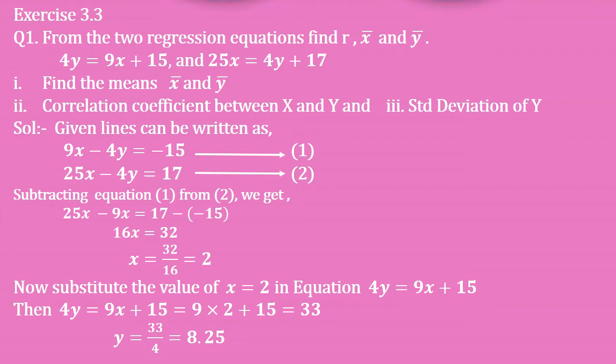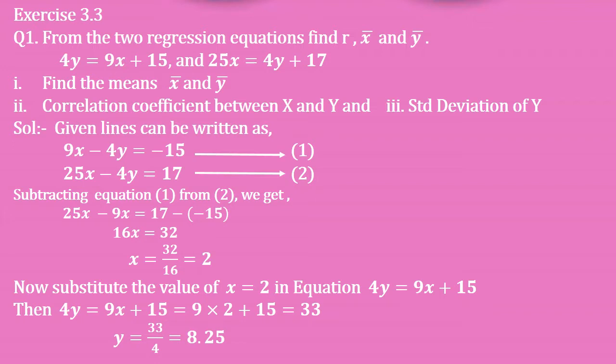Now we will solve the sums of exercise 3.3. Question number 1. From the two regression equations, find r, x bar and y bar. First equation is 4y = 9x + 15 and second equation is 25x = 4y + 17. We need to find the means x bar and y bar. Second one, correlation coefficient between x and y, and third one, standard deviation of y.